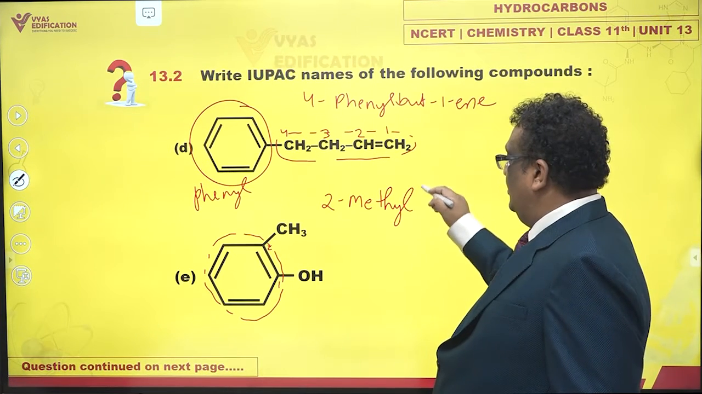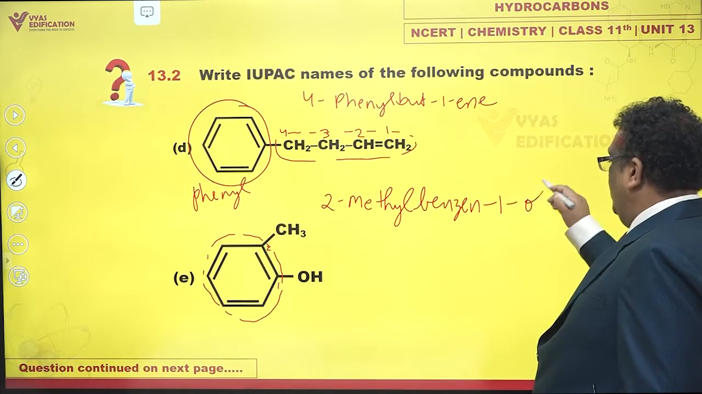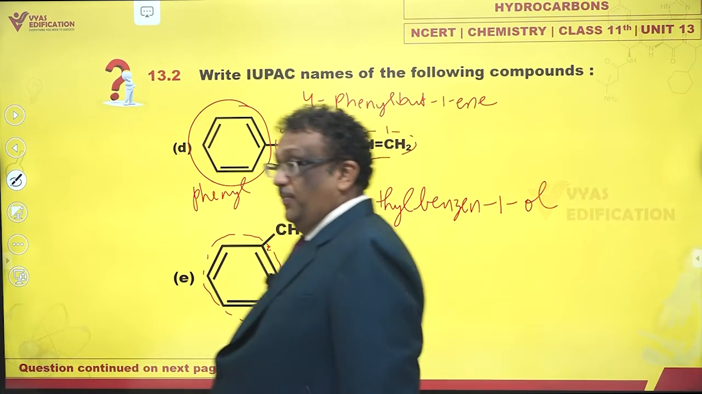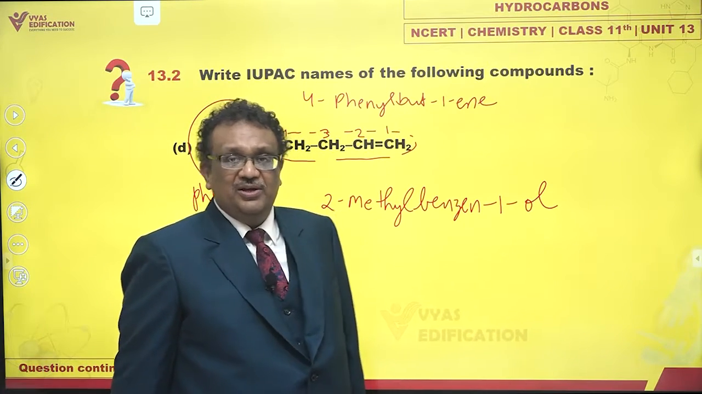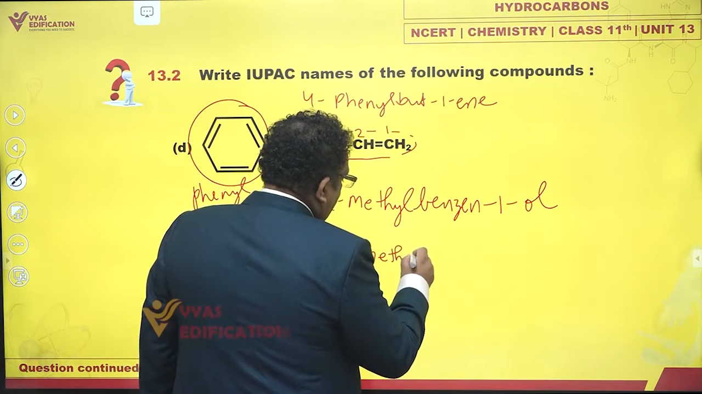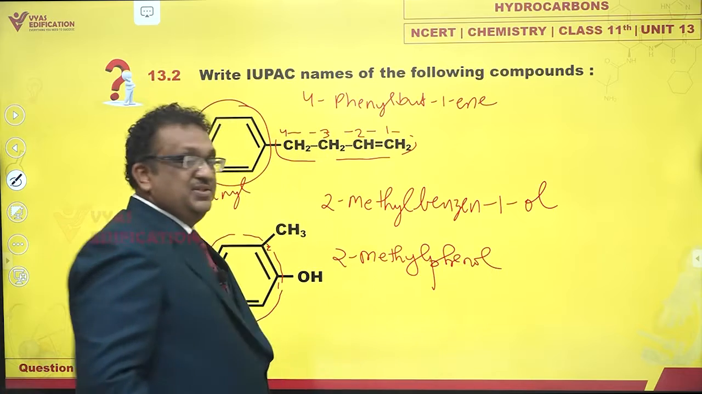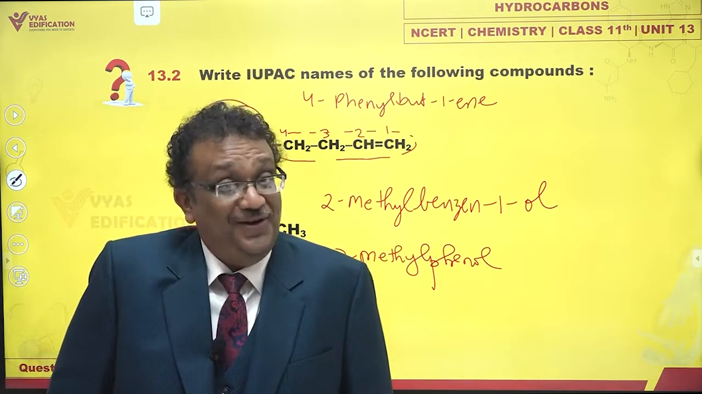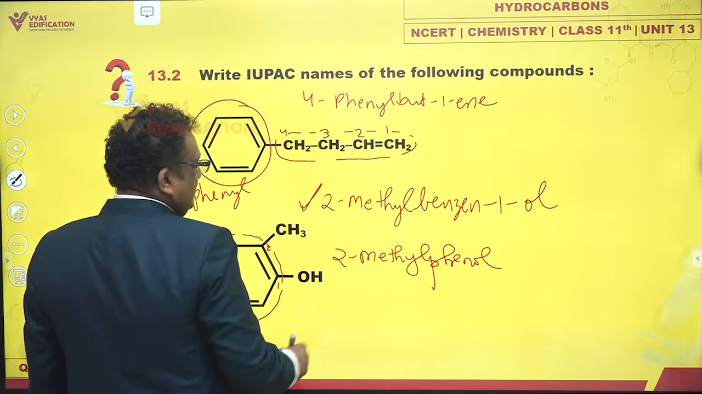2-methyl benzene 1-ol. Benzenol, yes. Or if you want to be stylish, you could also write it as 2-methyl phenol. Why? Benzene 1-ol is also called phenol. So, a very accurate IUPAC name is this.